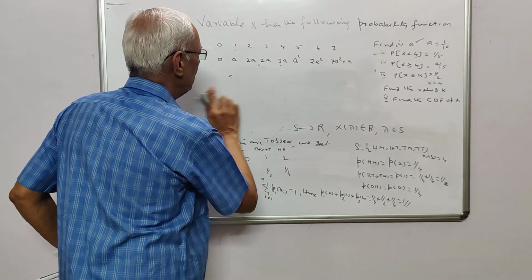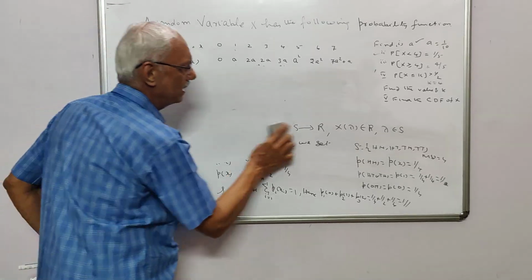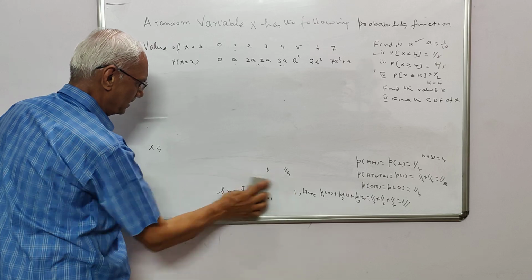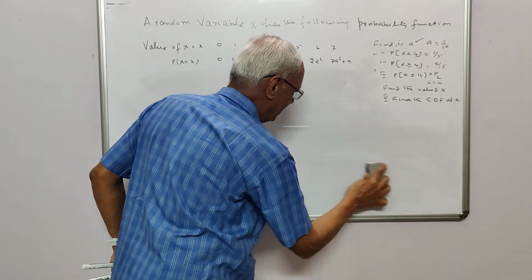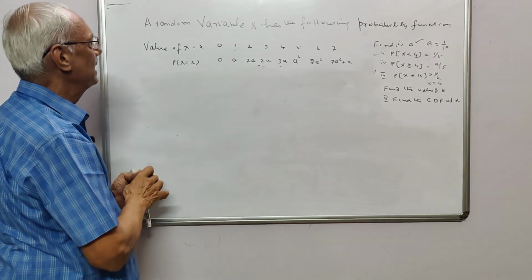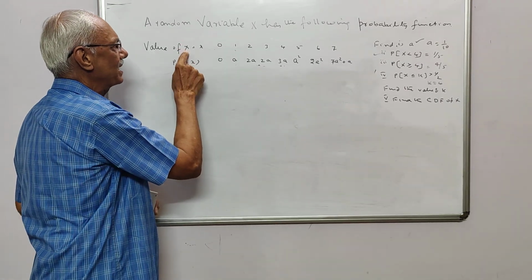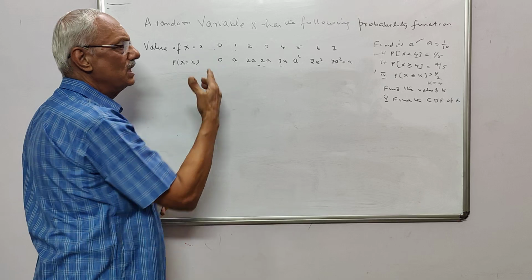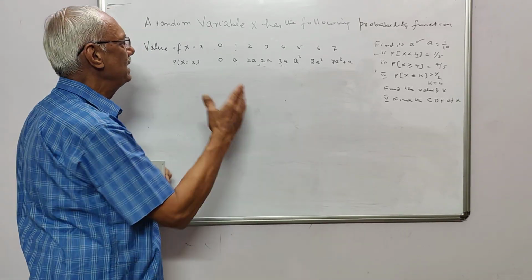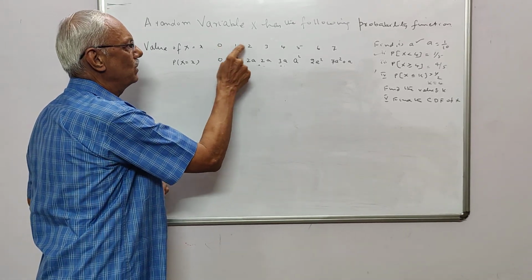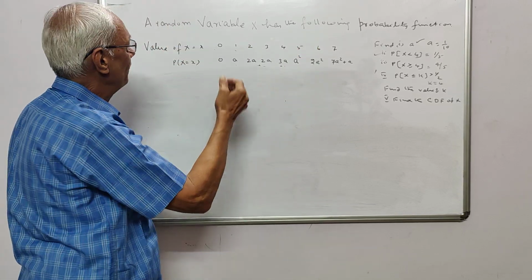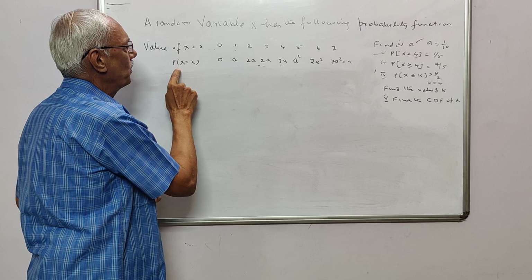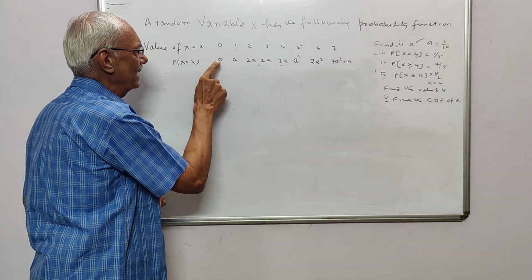So you see that in this problem, x is a discrete random variable. What are the values that x takes? X is a random variable, and some events are happening and the events are mapped onto 0, 1, 2, 3, 4, 5, 6 and 7. And you see the probability of X equal to x.